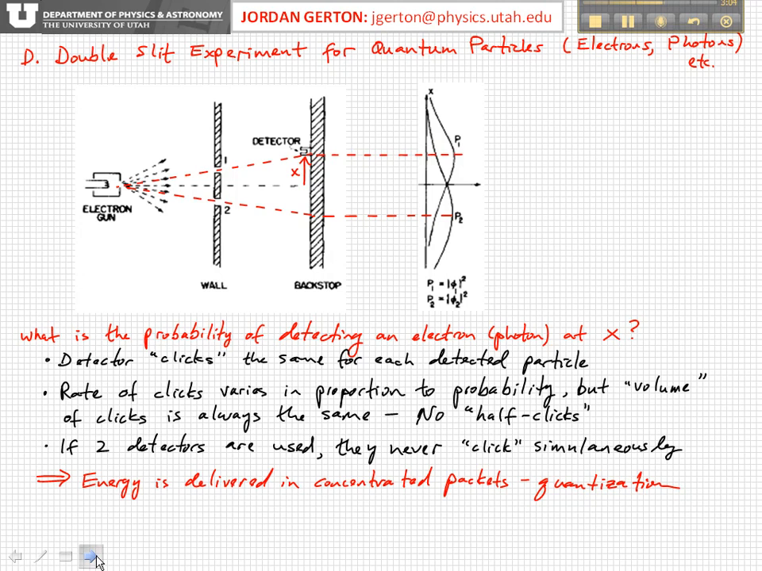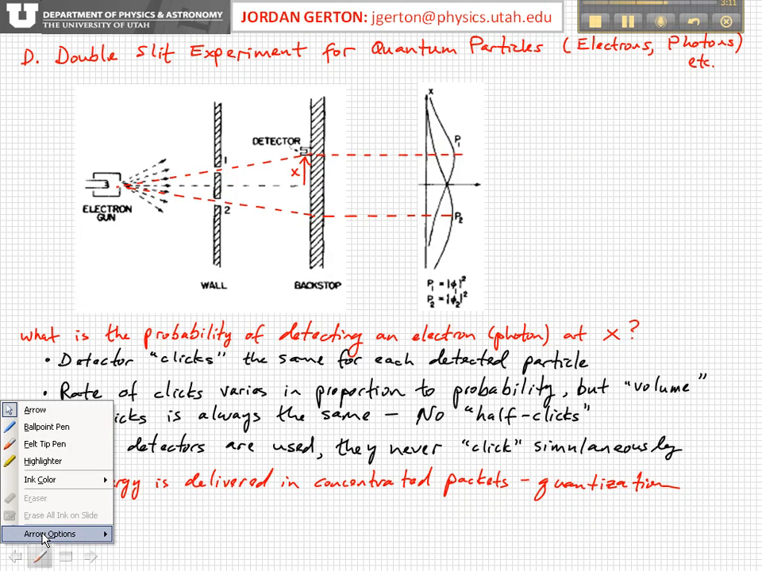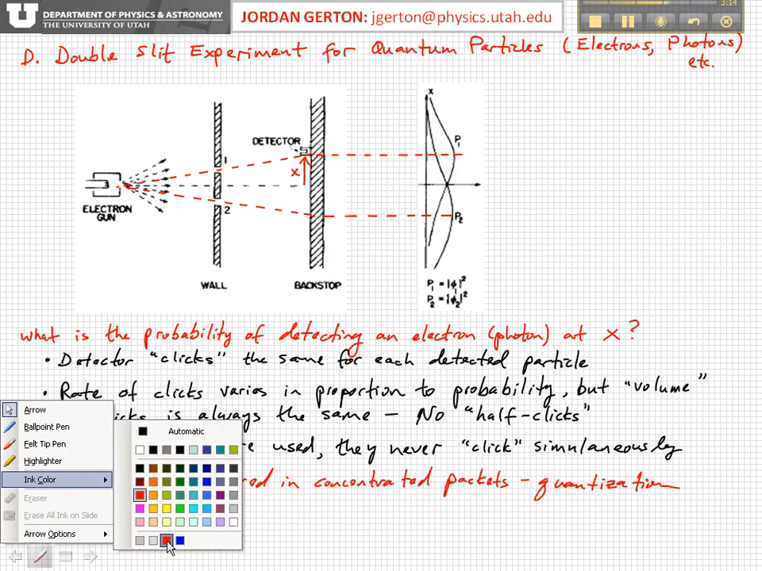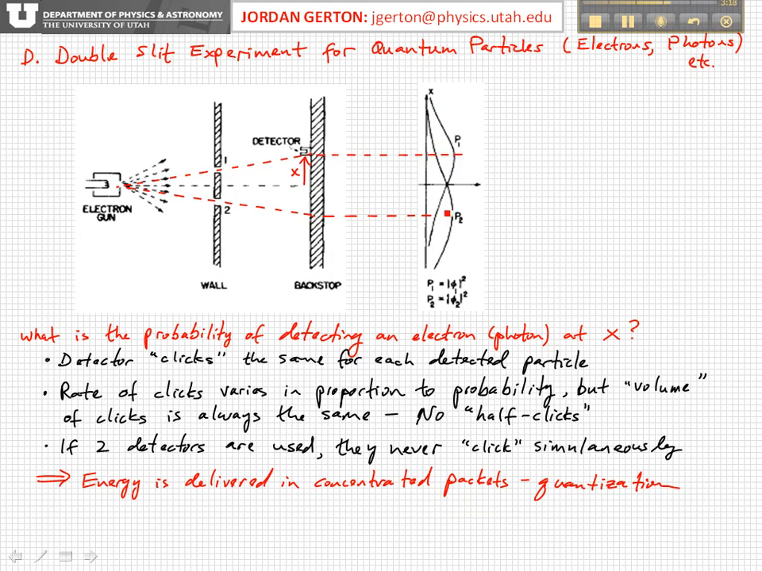Okay, so if we were to cover one slit at a time, then we would get these probability distributions that are very much like the ones that we saw for both waves and normal particles, bullets. If you close this slit, then you would get this probability distribution P1. If you were to close the other slit, then you'd get this probability distribution P2.